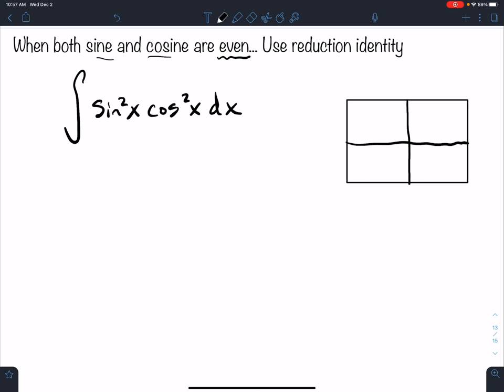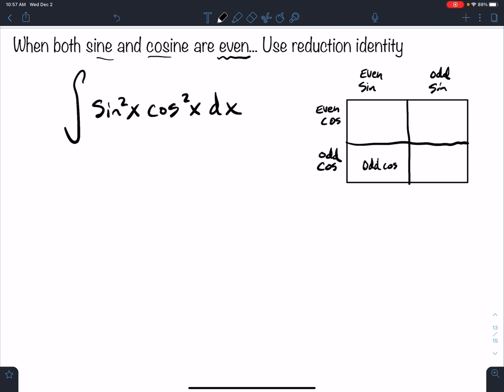All right, so say I had a sine that's even, a sine that's odd, and a cosine that's even, and a cosine that's odd, okay? So we know what to do if I have an odd cosine and an even sine. I use the odd cosine rule. Okay, what is the odd cosine rule? The odd cosine rule says that I strip off one of the cosines, I make that part of my du, and I write everything else in terms of sine.